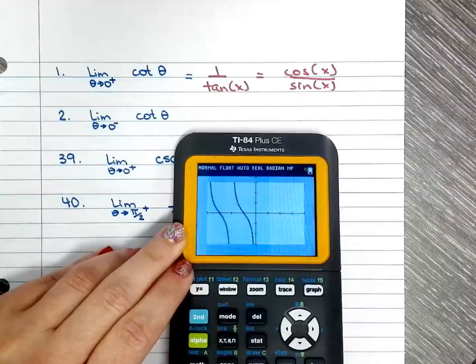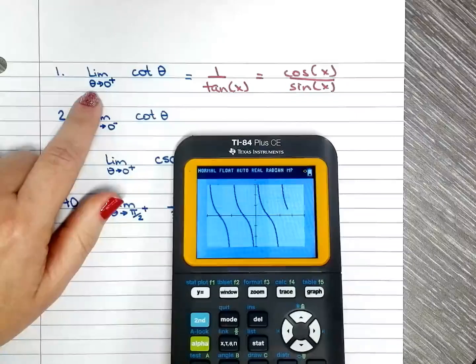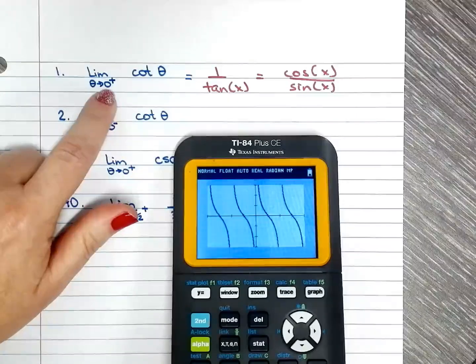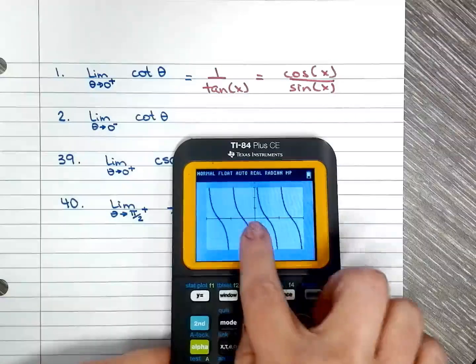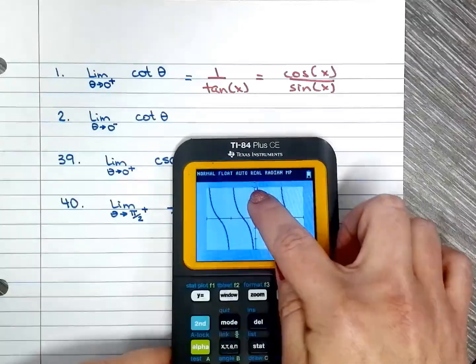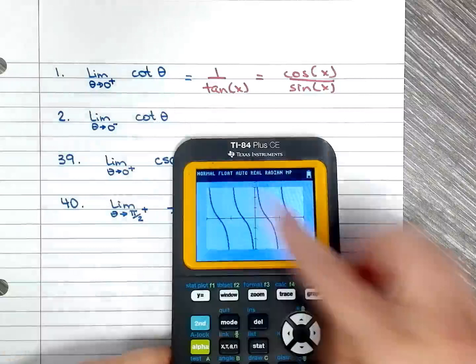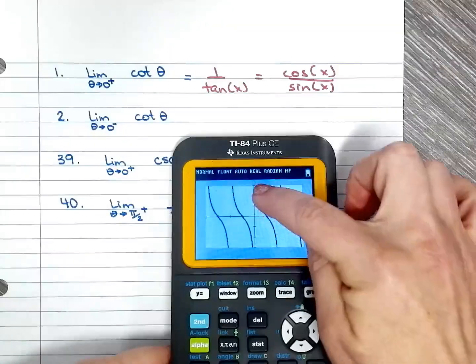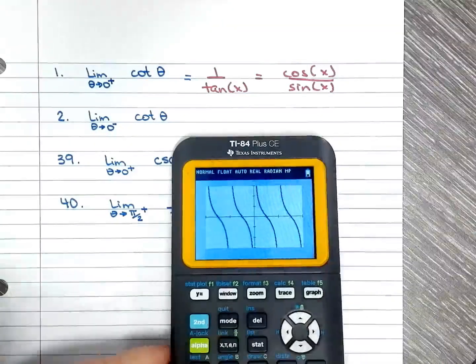So that's the graph of the cotangent. And we're evaluating as theta approaches 0 from the right. So 0 is right there, and we're approaching from the right. Therefore, the limit of cotangent of theta as theta approaches 0 from the right is going to be positive infinity.